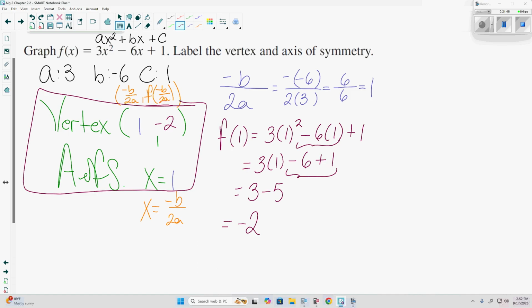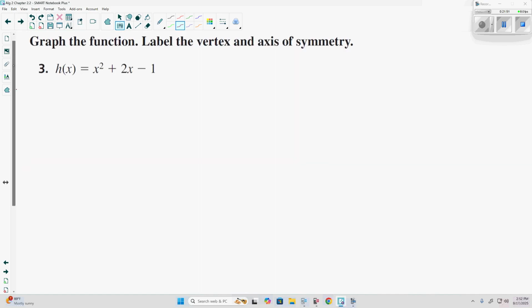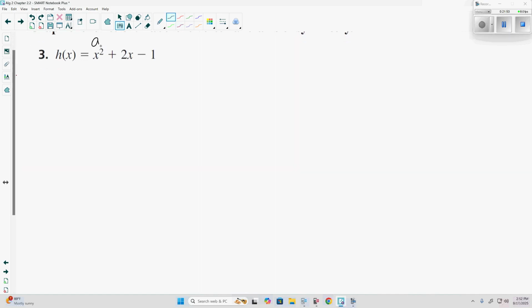Questions on this here? ABC. A in our case would be 1. B is 2, and C is negative 1.